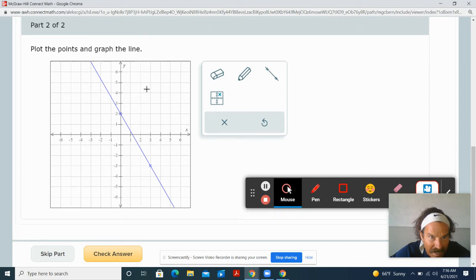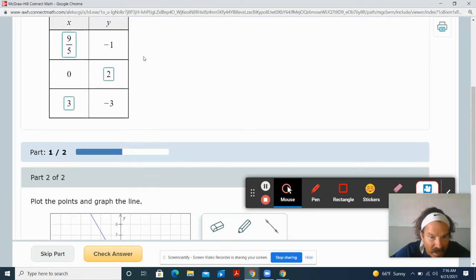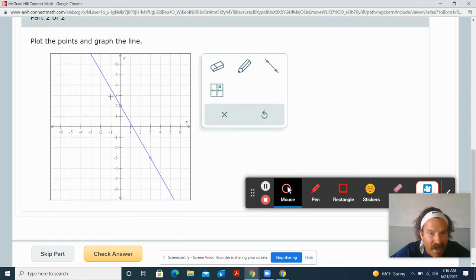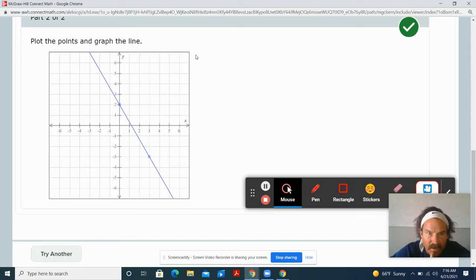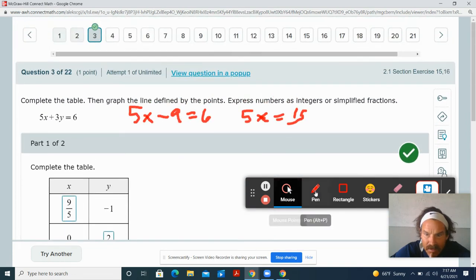I didn't plot the entire table. I didn't plot the 9 over 5, -1, but 9 over 5 would be 9 divided by 5. Let me check the answer. And I get the green check mark. Okay. Let me clear this.